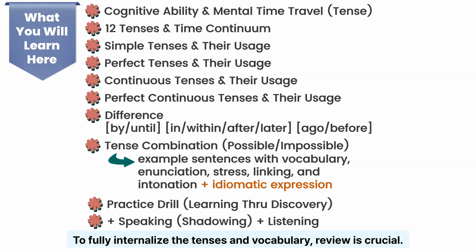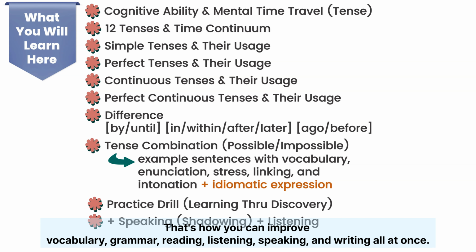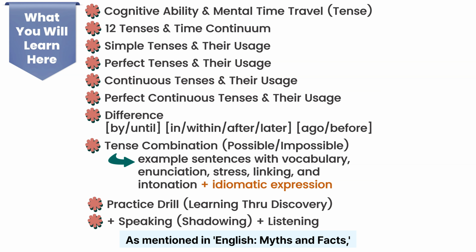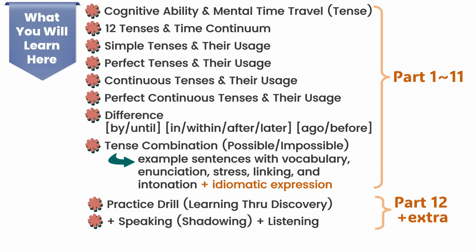To fully internalize the tenses and vocabulary, review is crucial. Don't just read your textbook. Combine speaking and listening practice. That's how you can improve vocabulary, grammar, reading, listening, speaking, and writing all at once. As mentioned in English Myths and Facts, this course uses the interleaving method. So, it might feel unfamiliar at first, but you'll discover it's the most effective way to learn. The class breaks down into 12 parts, including exercises. Related materials will be provided in separate videos.